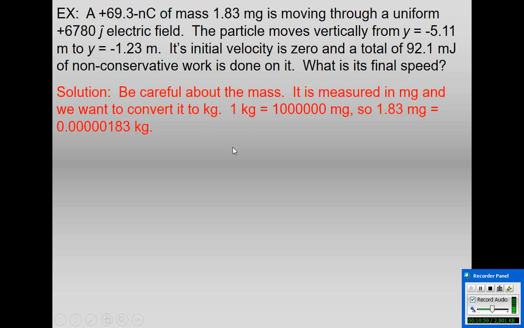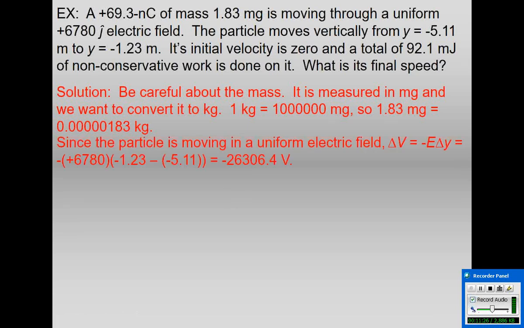Once again, I want to remind you that milligrams means that you got to move your decimal point over 6 places. You got to change it by a factor of 1 million. So 1.83 milligrams is 1.83 times 10 to the negative 6 kilograms, or 0.00000183 kilograms. Do you think I'm going to give you milligrams on the test? It's probably a safe bet.